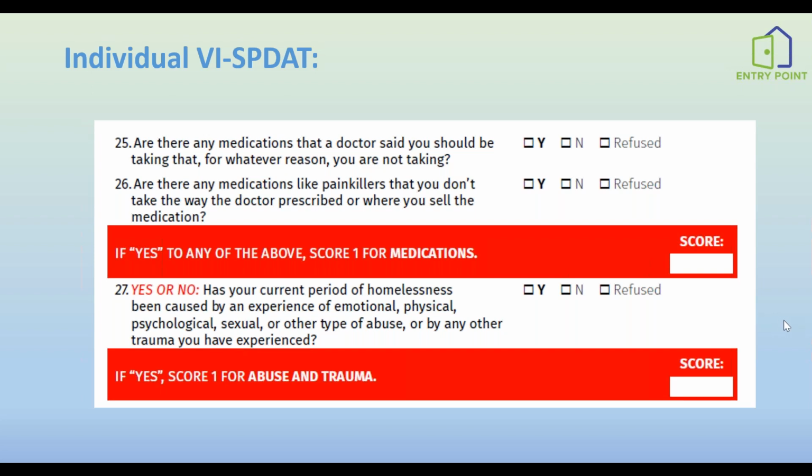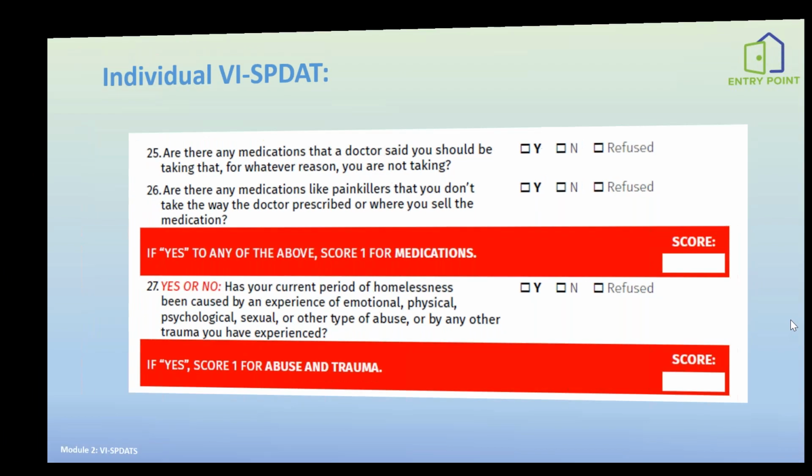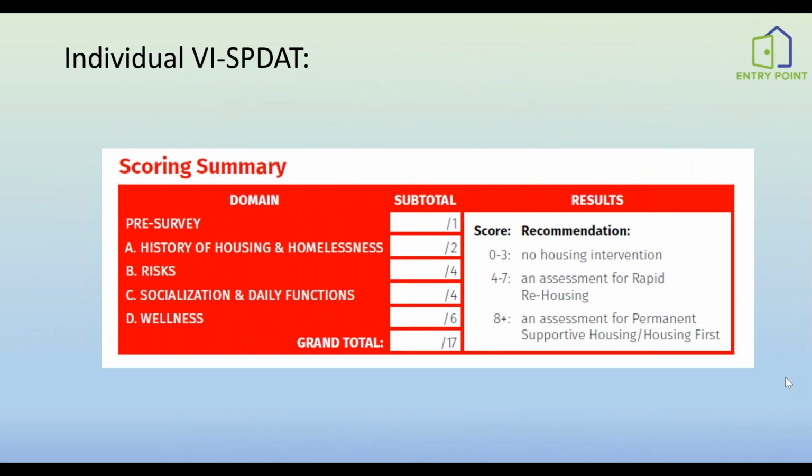Are there medications you should be taking that you're not, for whatever reason? We know there's a whole slew of reasons why someone might not take medicine or might not have the medicine they need, and so on. There's a question about trauma, which is question 22, and that rounds out the individual VI-SPDAT.